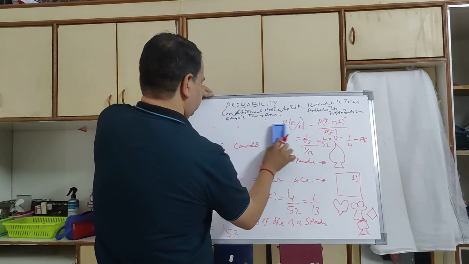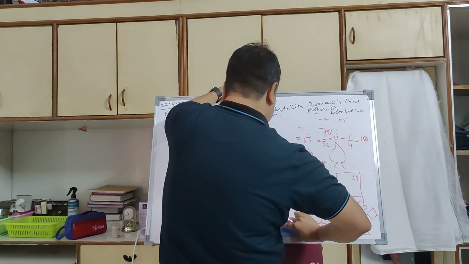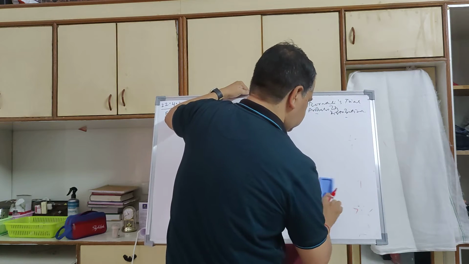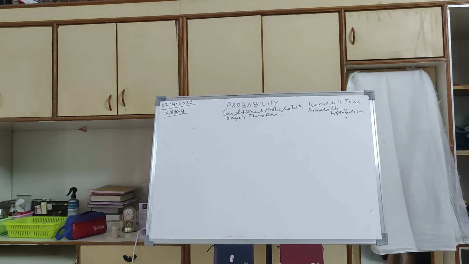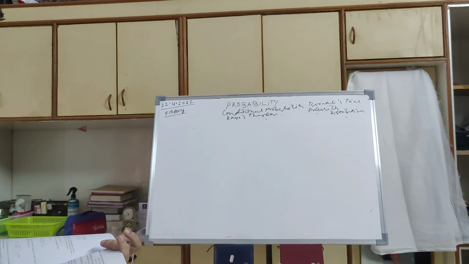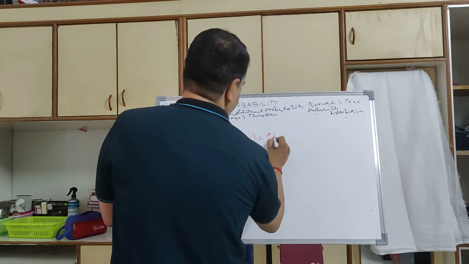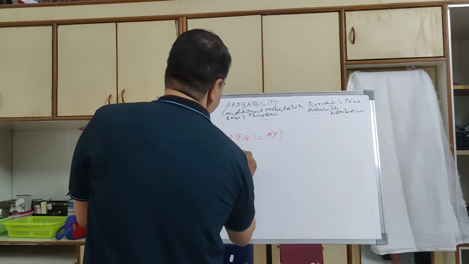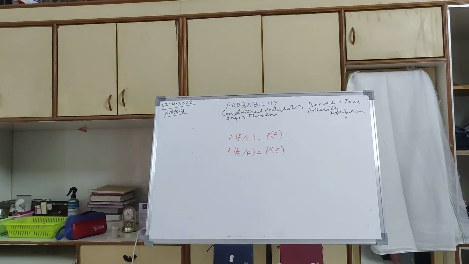There are some more inferences of this independent event. The definition is: two events E and F are said to be independent if P of F given E is equal to P of F. If this is the case, then E and F are independent. Similarly, if probability of E given F is equal to probability of E, then E and F are independent. In this definition, the conditioning event's probability need not be zero.